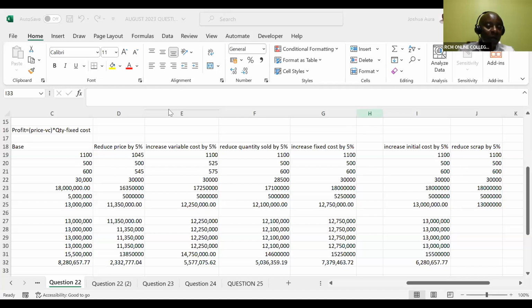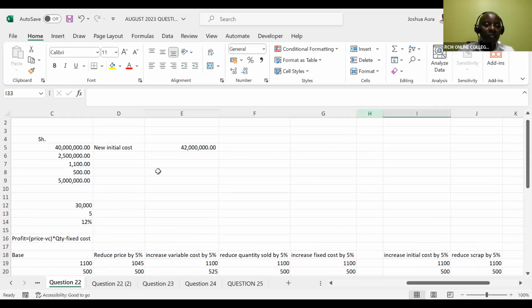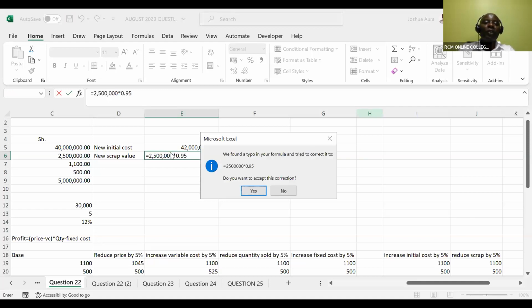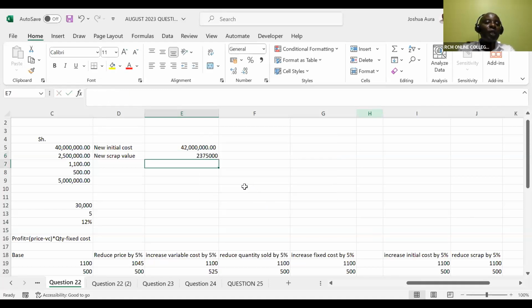You don't have scrap value among these. Simply go to where you are able to see scrap value. This is the one. Just give me the new scrap value. So new scrap value, what do we have? I will take the old scrap value, but remember scrap value is a benefit to us. So I need to reduce it, because when it's adversely affected, it is reduced. So multiply this by 0.95 like that. So you're able to get that figure, and this figure is very important to us.